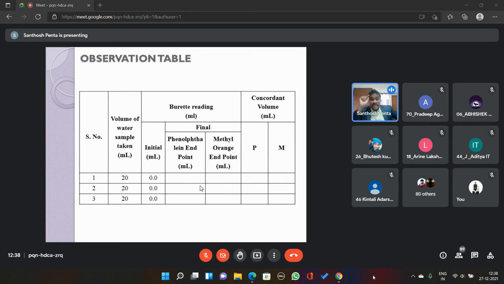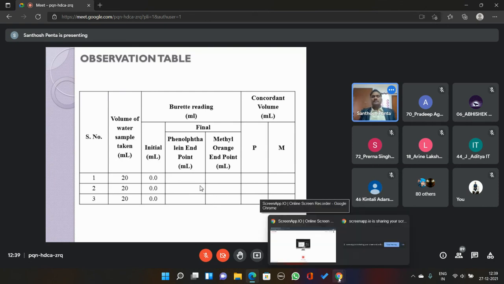Then if the solution also does not give any coloration with methyl orange, what does it mean? No alkalinity. As it has not given any coloration with phenolphthalein indicator, hydroxide and carbonate ions are absent. Subsequently we add methyl orange indicator and it does not give any color with methyl orange indicator also. That means bicarbonate ions are absent. That means the water is not alkaline at all. That is my conclusion.